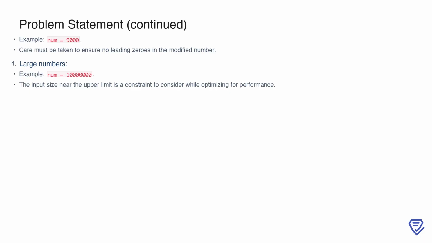Lastly, for large numbers near the upper constraint, like 100000000, it's crucial to keep performance in mind while crafting an efficient solution. These considerations will help ensure your approach is robust and handles all possible inputs effectively.